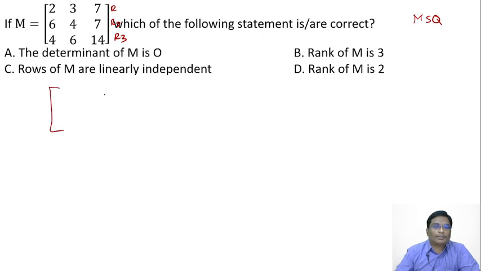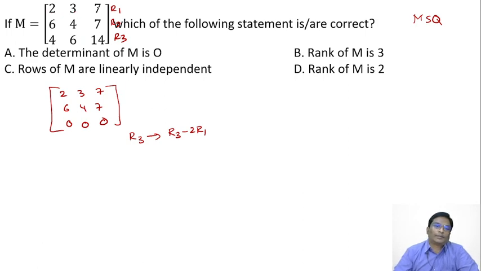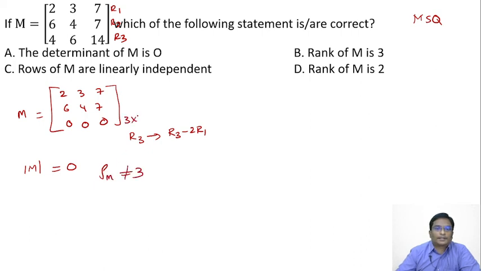If I operate R3 equal to R3 minus 2 R1, then the first row stays 2, 3, 7, the second row stays as it is, and the third becomes 0, 0, 0: 4 minus 4, 6 minus 6, 14 minus 14. That's why the determinant of M becomes 0. Then the rank of M is not equal to 3. So for a 3 by 3 matrix, rank cannot be 3. Then we'll select any 2 by 2 submatrix and see the rank of that.